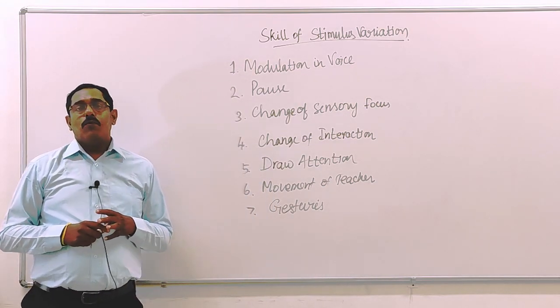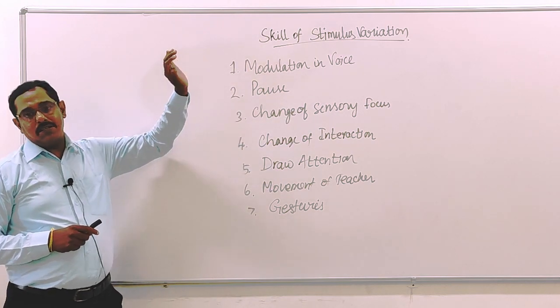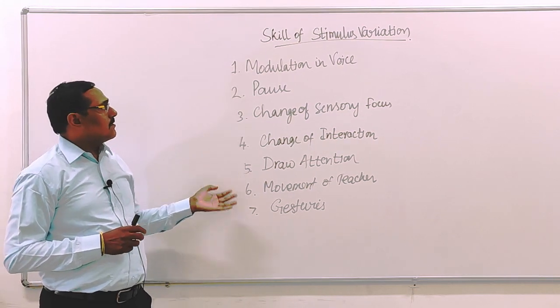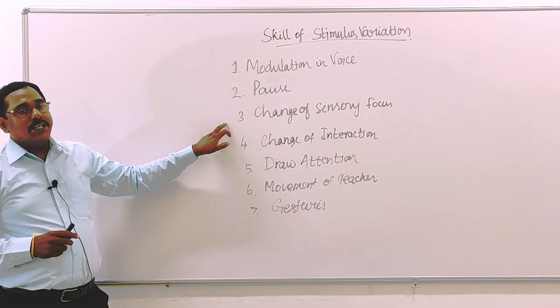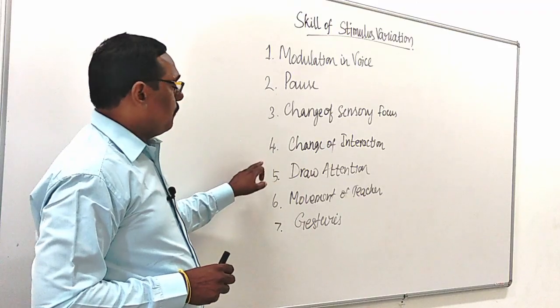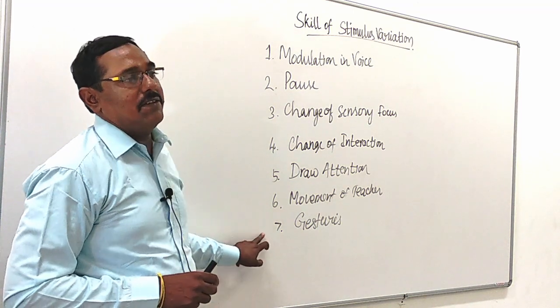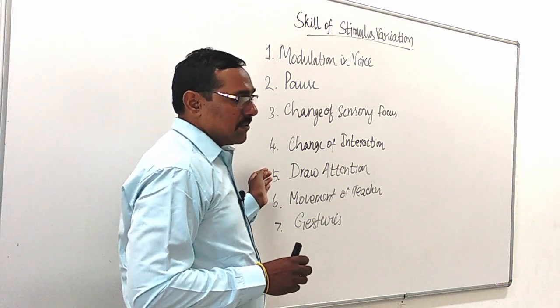Now we are going to explain the components under the skill of stimulus variation. It possesses 7 components and they are like this: modulation in voice, pause, change of sensory focus, change of interaction, 5th one draw attention, 6th movement of the teacher, and 7th gestures. Let us try to understand all these things.